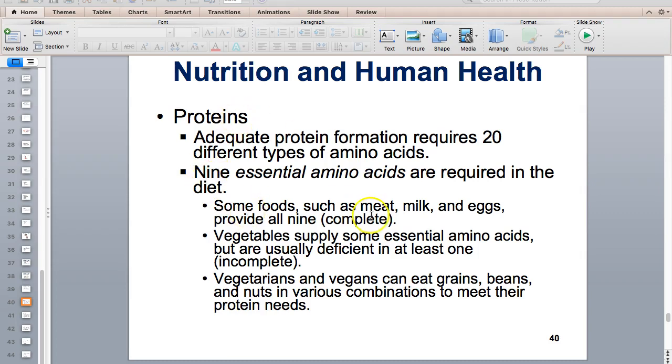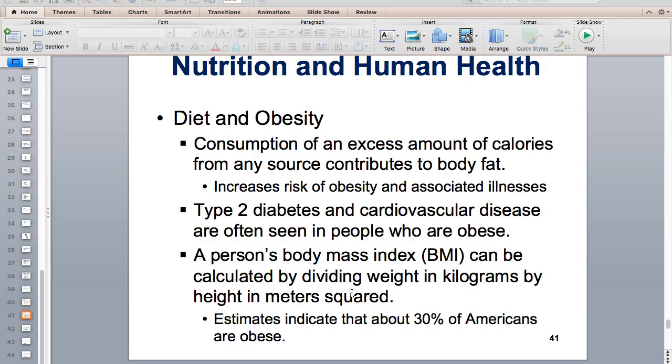Okay, so some foods such as meat, milk, eggs, and so on provide all 9. There are other foods that only have some of those essential amino acids. So it's important to have a varied diet because you need to make sure you get all of these amino acids, right? It's not okay to just have 18 of the 20 amino acids. You need all 20 in order for your body to function properly.